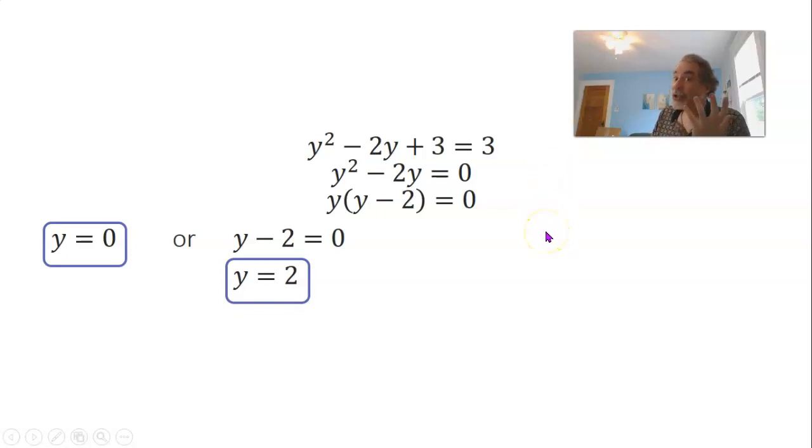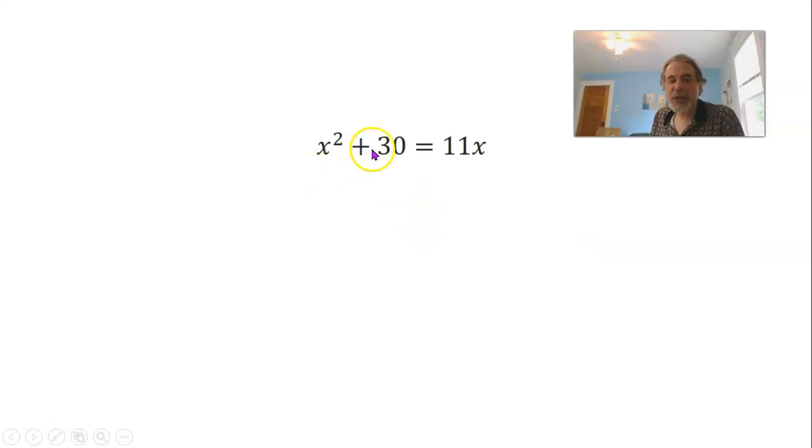Notice we're always getting two solutions. That's no coincidence. The 2 power on the variable kind of is what makes it have two solutions. 0 squared minus 2 times 0 plus 3 does equal 3. And then also 2 squared minus 2 times 2 plus 3 equals 3.